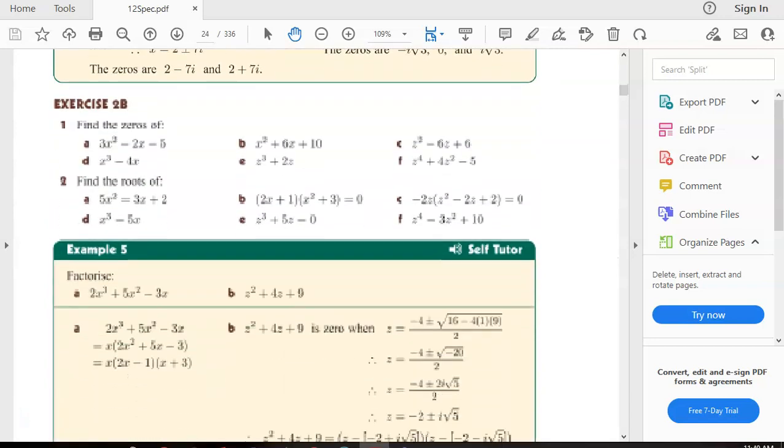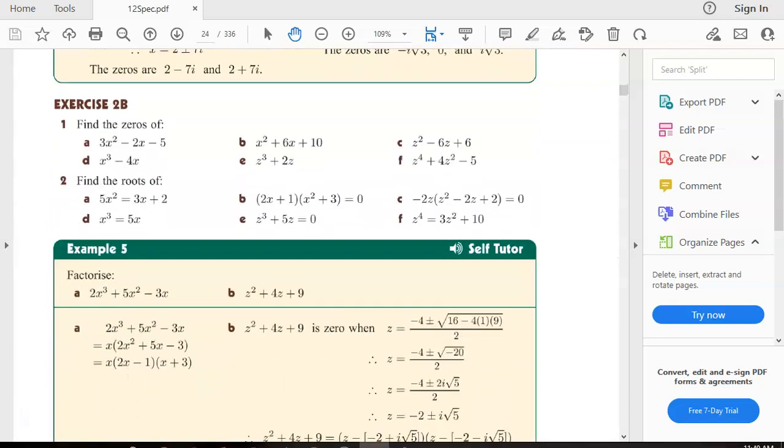How many people did exercise 2B? Now, why did you get that? So you get too far ahead. It means you're going to be twiddling your thumbs on some things. But anyway, that's okay. 2B is very much revision also. So find the zeros of.